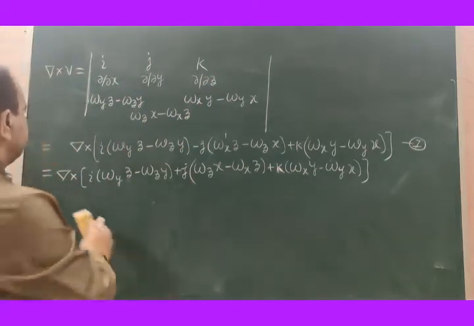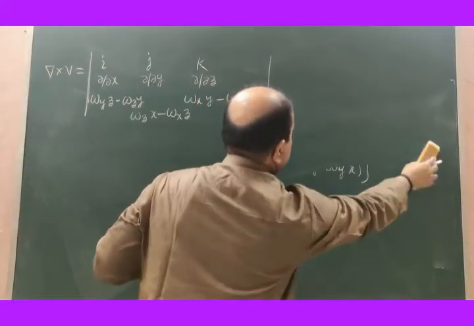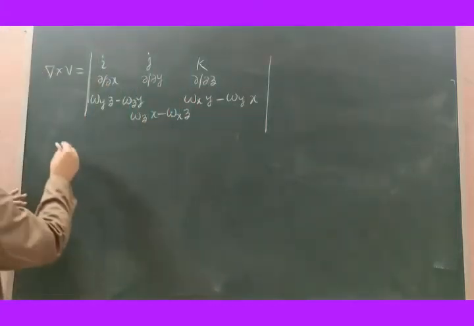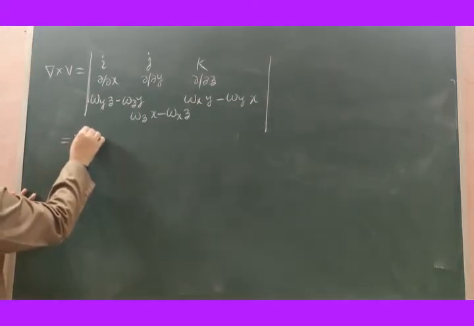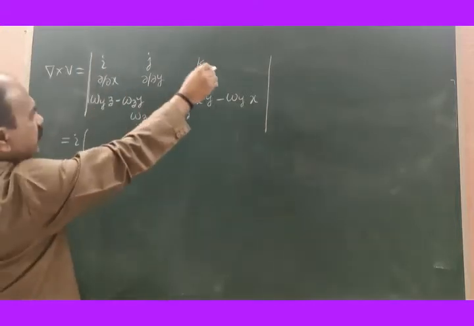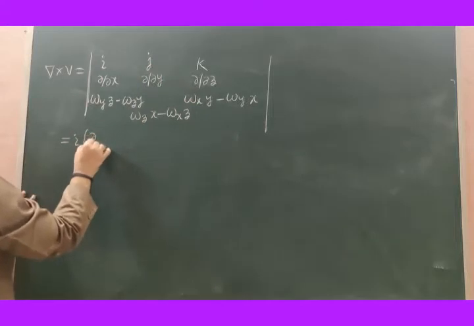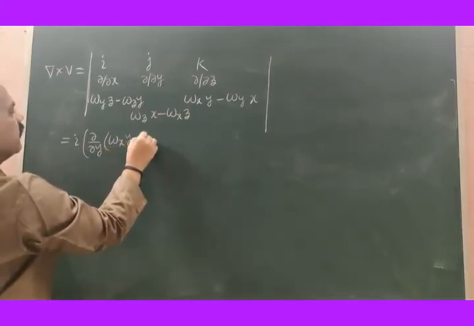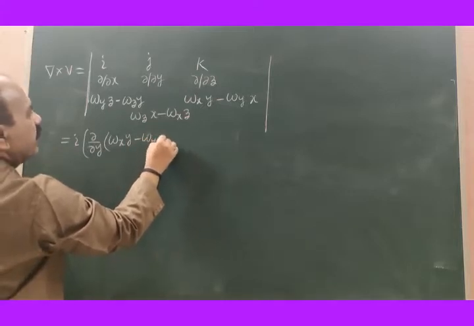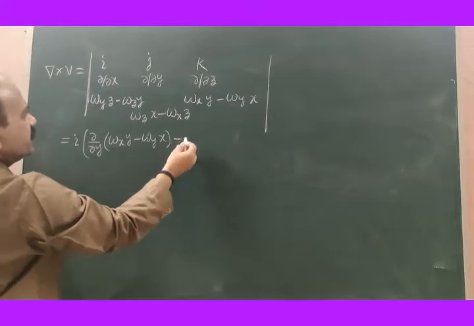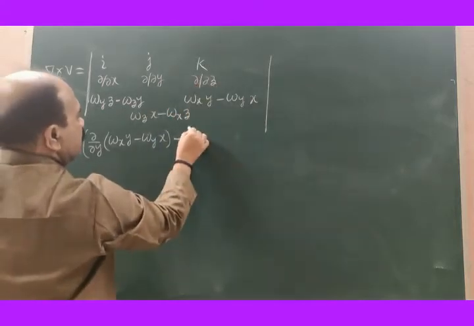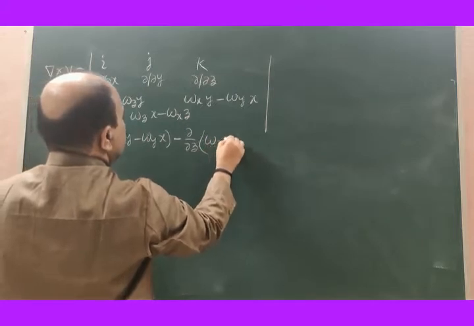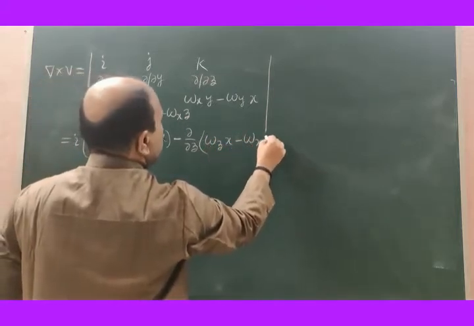Let us solve this. That is i into, skip this and this, dou by dou y of omega x y minus omega y x, minus this cross product, dou by dou z of omega z x minus omega x z.